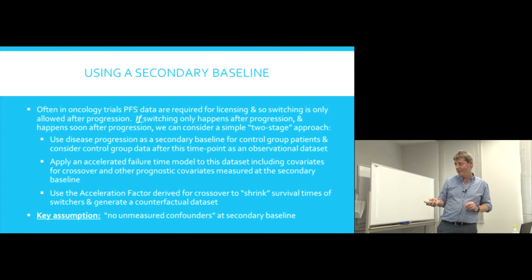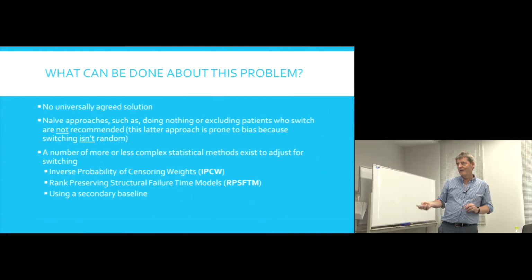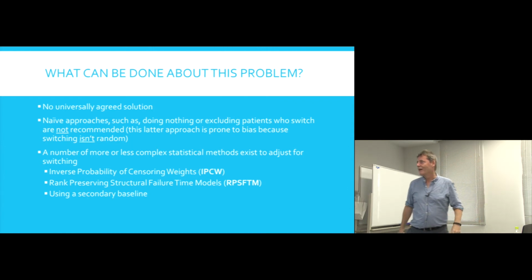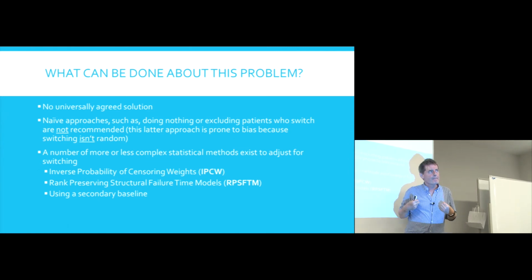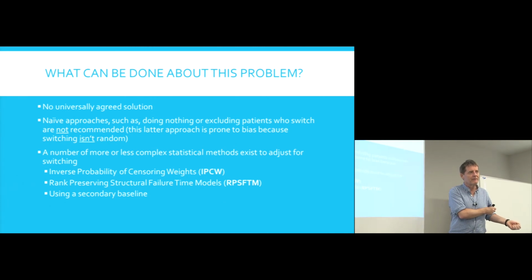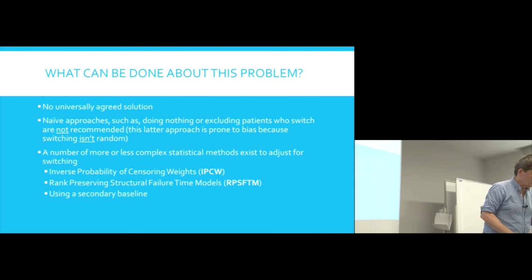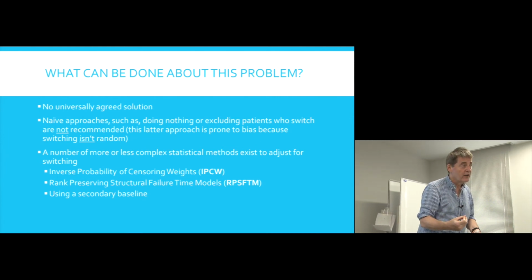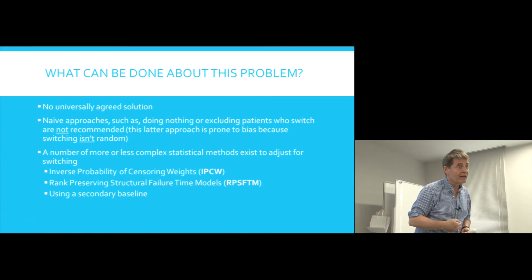The other methods also have strong assumptions. The rank preserving structural failure time model makes an assumption about a common treatment effect. What this one assumes is that patients who switch get the same benefit from the new drug as patients who get the new drug straight away. Patients who switch get a benefit from the new drug, and it's similar to the benefit they would have got if they'd got the new drug straight away. Now, that's another strong assumption.